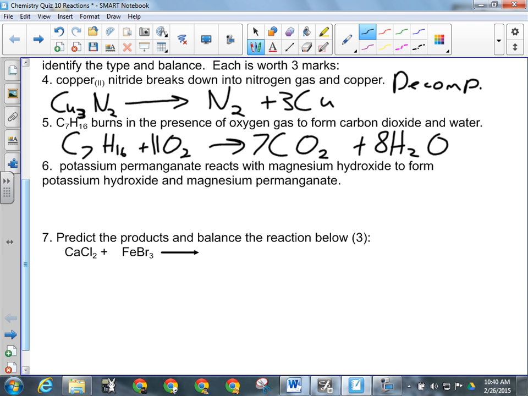Okay? 1 mark for the reaction, 1 mark for balancing, 1 mark for, what kind of reaction is it? Combustion, 1 mark for that.